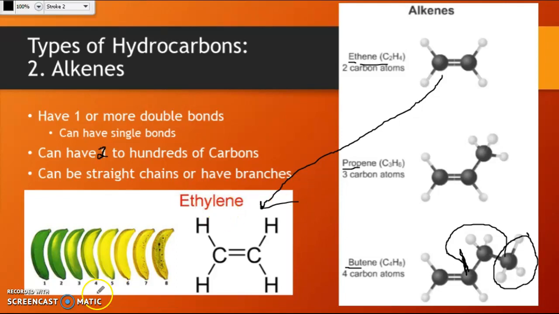So I put ethylene as our example of a good alkene, and this is the chemical that causes fruit to ripen. So you know, if you put your fruit in a paper bag, that captures the ethene and it will ripen faster. And I love this picture of the bananas because everyone has their own favorite stage of bananas.